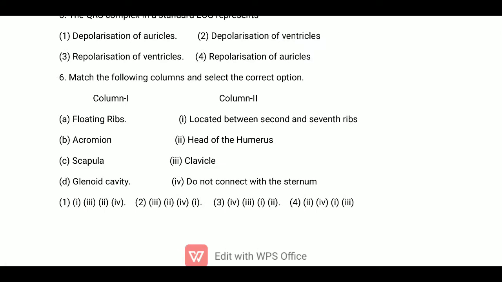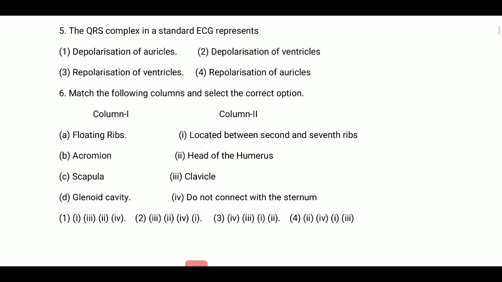Then match the following and select the correct option. Floating ribs, located between second and seventh ribs, then acromion, head of the humerus, scapula, clavicle, glenoid cavity, do not connect to the sternum. So which one is correct you have to identify in these options. First is floating ribs. Floating ribs do not connect with the sternum, the 11th and 12th ones. So A is 4.